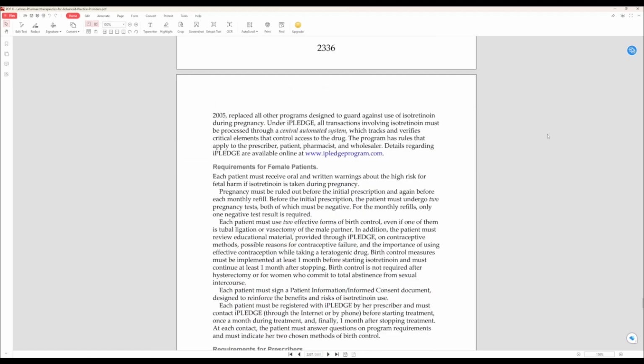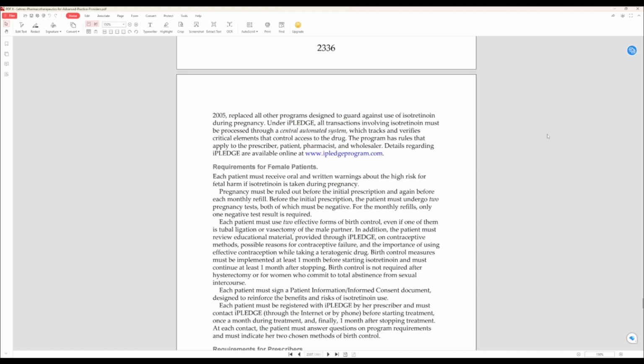Requirements for female patients. Again, each patient must receive oral and written warnings about the high risk for fetal harm of isotretinoin when it's taken during pregnancy. Pregnancy must be ruled out prior to the initiation of the prescription and again before each monthly refill. Before the initial prescription, the patient must undergo 2 pregnancy tests, both of which must be negative. For the monthly refill, only 1 negative test is required.